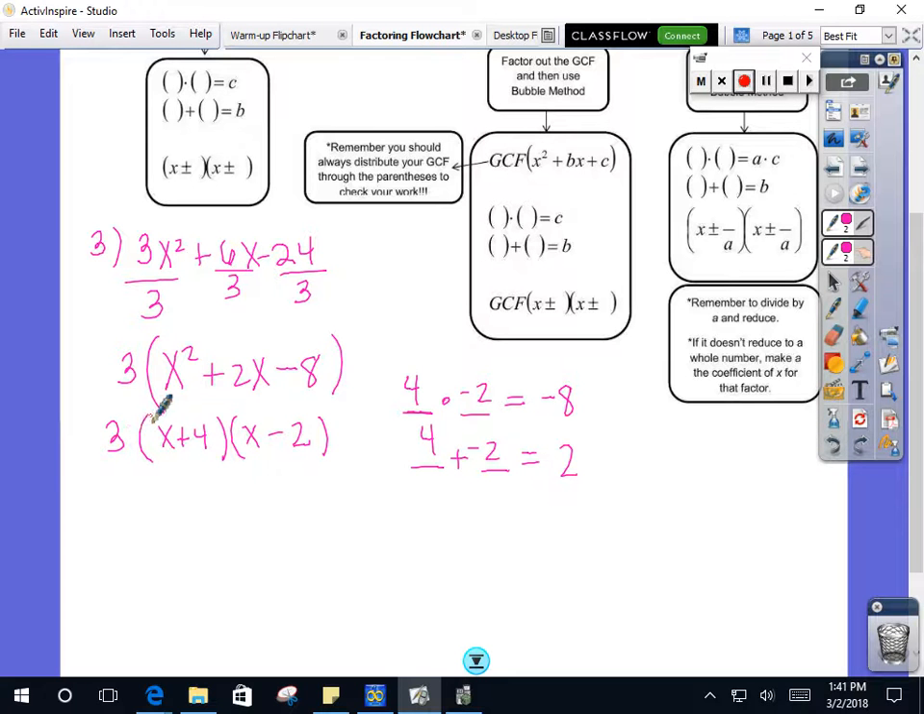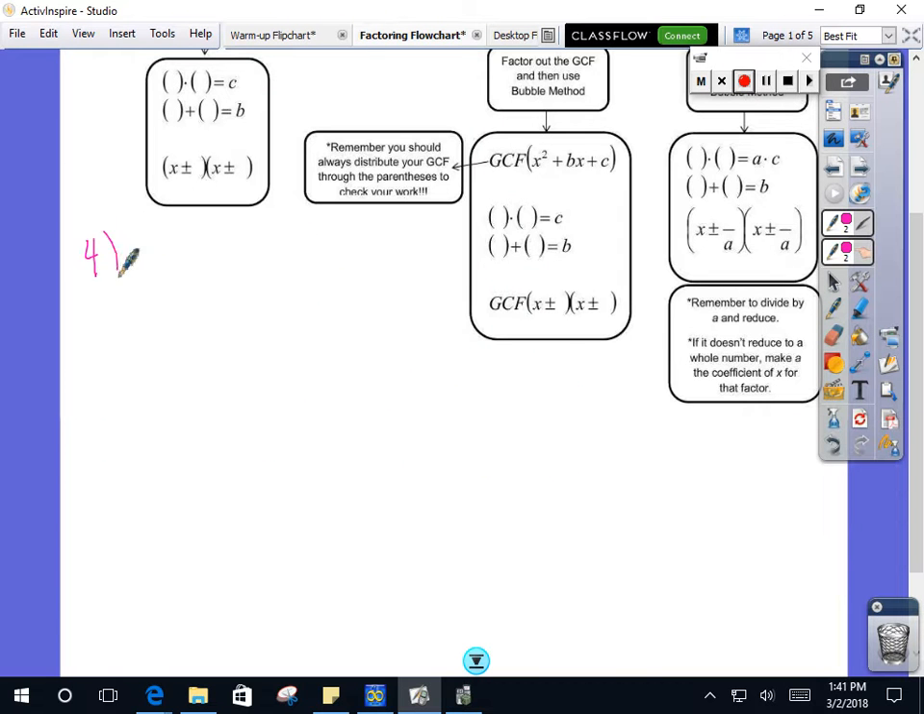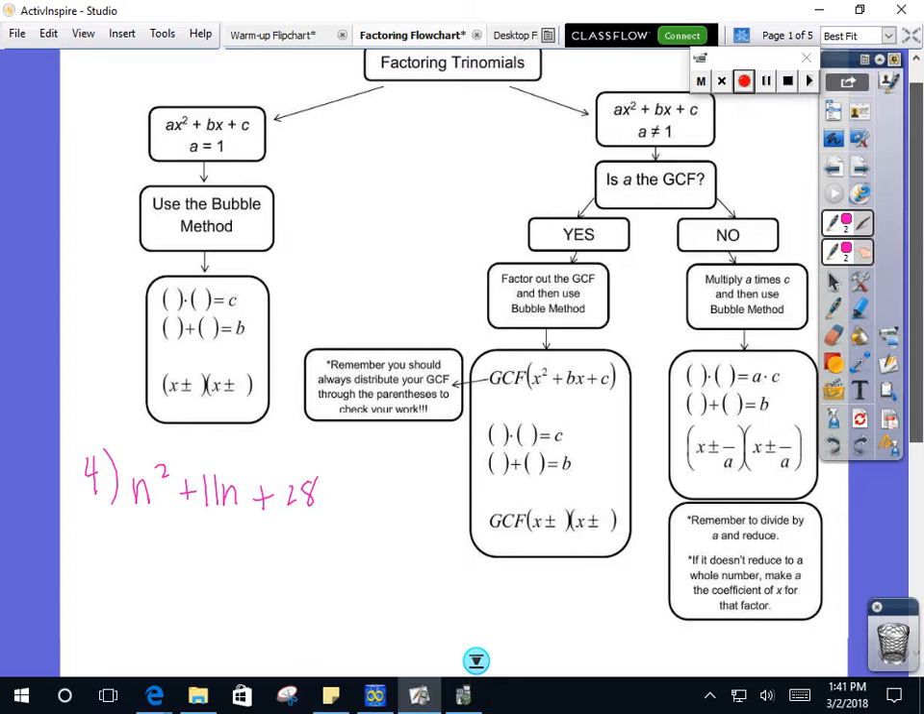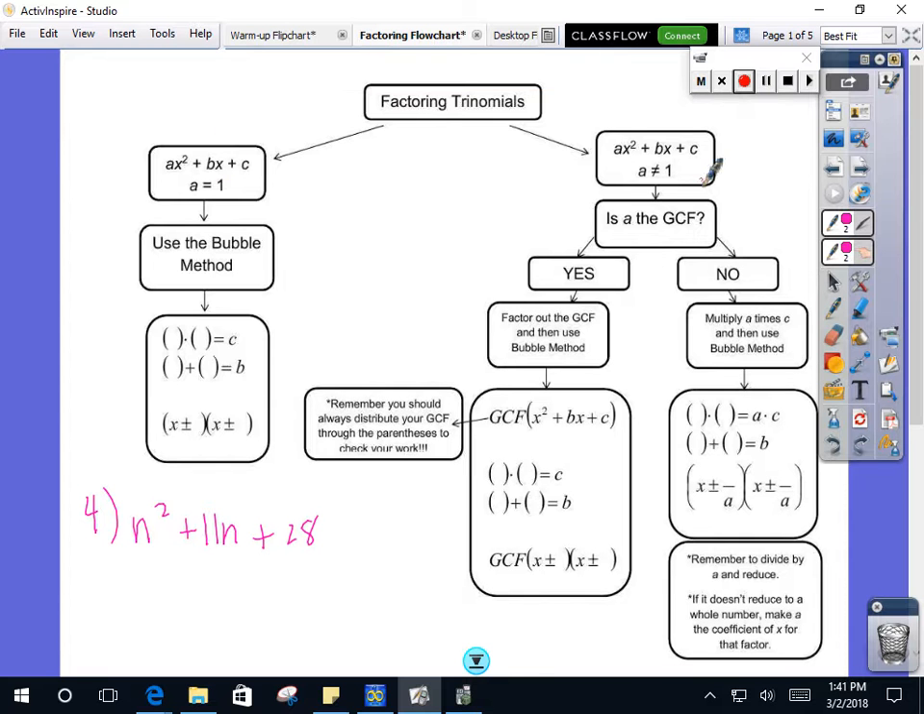Okay, let's look at number 4. Is it a binomial or trinomial? It is also a trinomial, so we stay on this side of the flow chart for trinomials. The first thing that it asks on this side is if a equals 1 or does not equal 1. Which way do we go, left or right? Left. A does equal 1, so we use the bubble method.